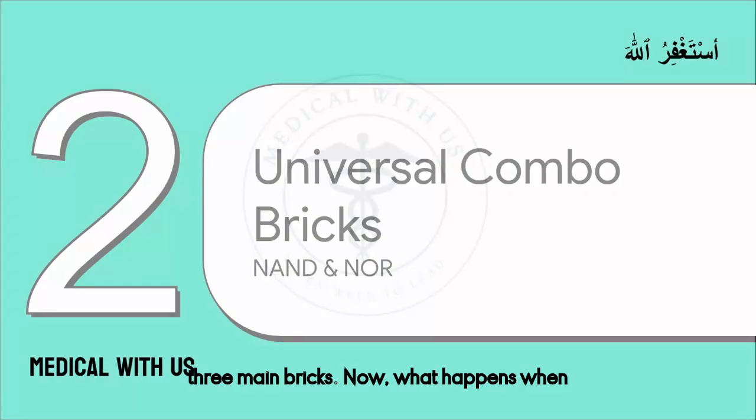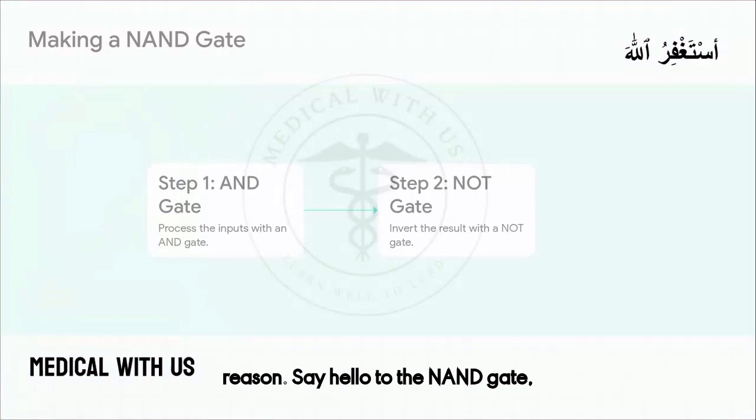Now, what happens when we start snapping them together? Well, we can create new, more powerful Lego pieces. And these next two, they're called universal for a very, very good reason. Say hello to the NAND gate. And the name tells you exactly what it is. It's a NOT AND gate.